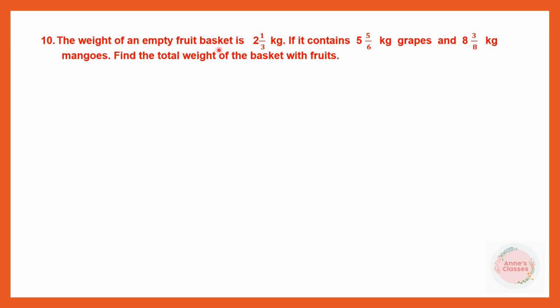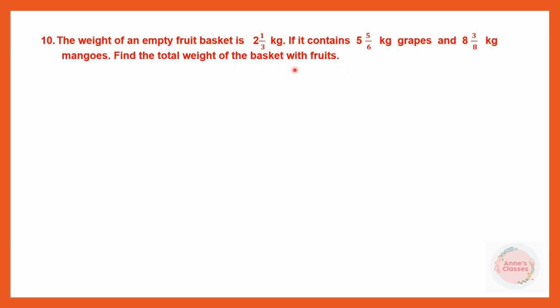So they're talking about a fruit basket which is empty. It doesn't have any fruits. And that weight is 2 1 by 3 kgs. Now if it contains so many kgs of grapes and so much of mangoes, we need to find the total weight of the basket with fruits. So first we have an empty fruit basket, then the basket is filled with fruits. So now we have to find the total weight of the basket with fruits.